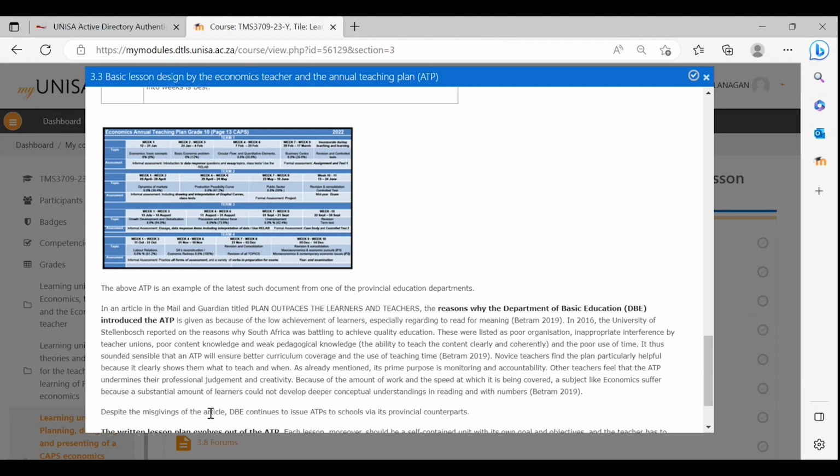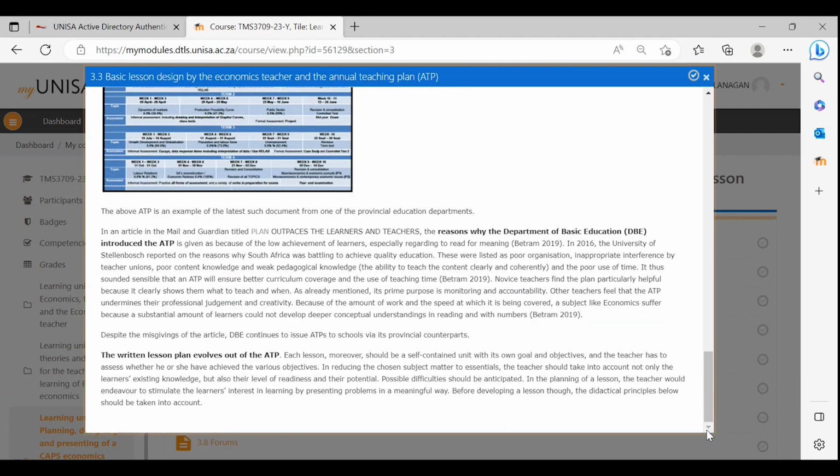Despite the misgivings of this article, the DBE continued to issue ATPs to schools via its provincial counterparts. The written lesson plan evolves out of the ATP. Each lesson should moreover be a self-contained unit with its own goals and objectives, and the teacher has to assess whether he or she has achieved the various objectives.